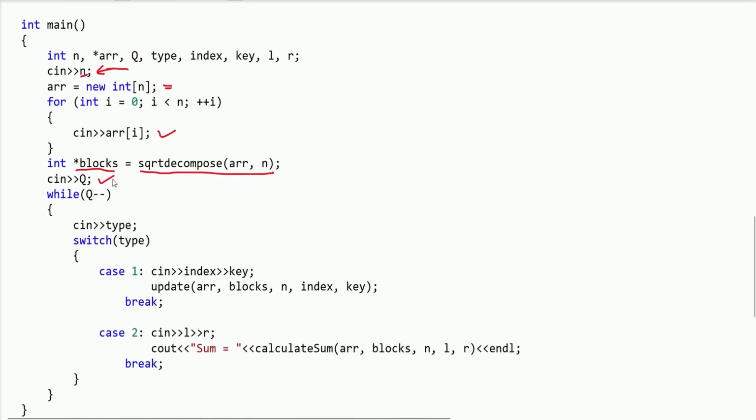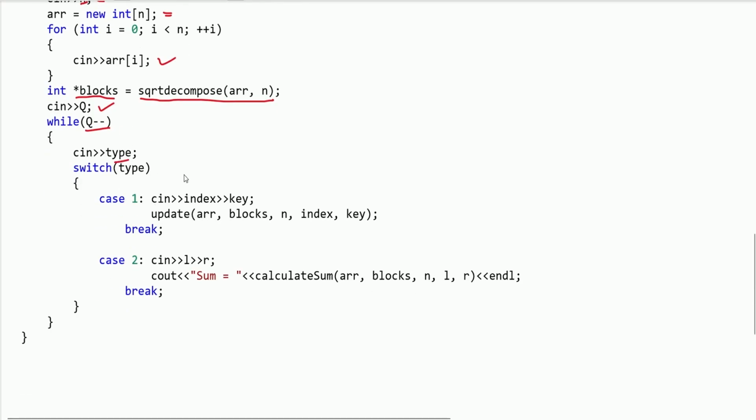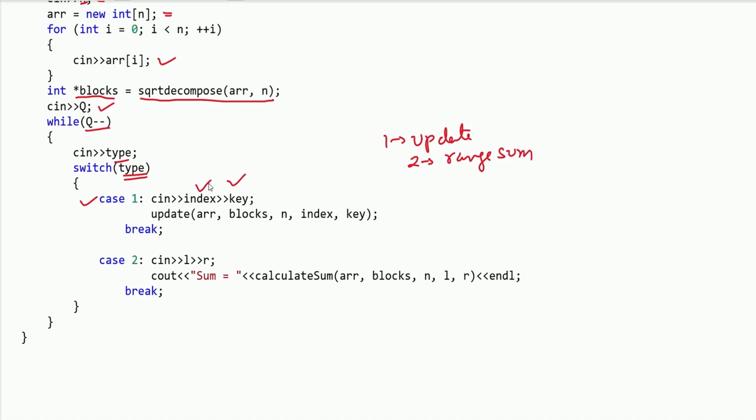Then we are inputting the number of queries the user has to input, while q minus minus. Then we are taking the type of the query. So 1 means update and 2 means range sum. On the type, we are creating a switch case. Case 1, we have to take the index and key from the user that he wants to update. Then we will call update with arr, blocks, index and key. So here we have to update arr[index] equals key.